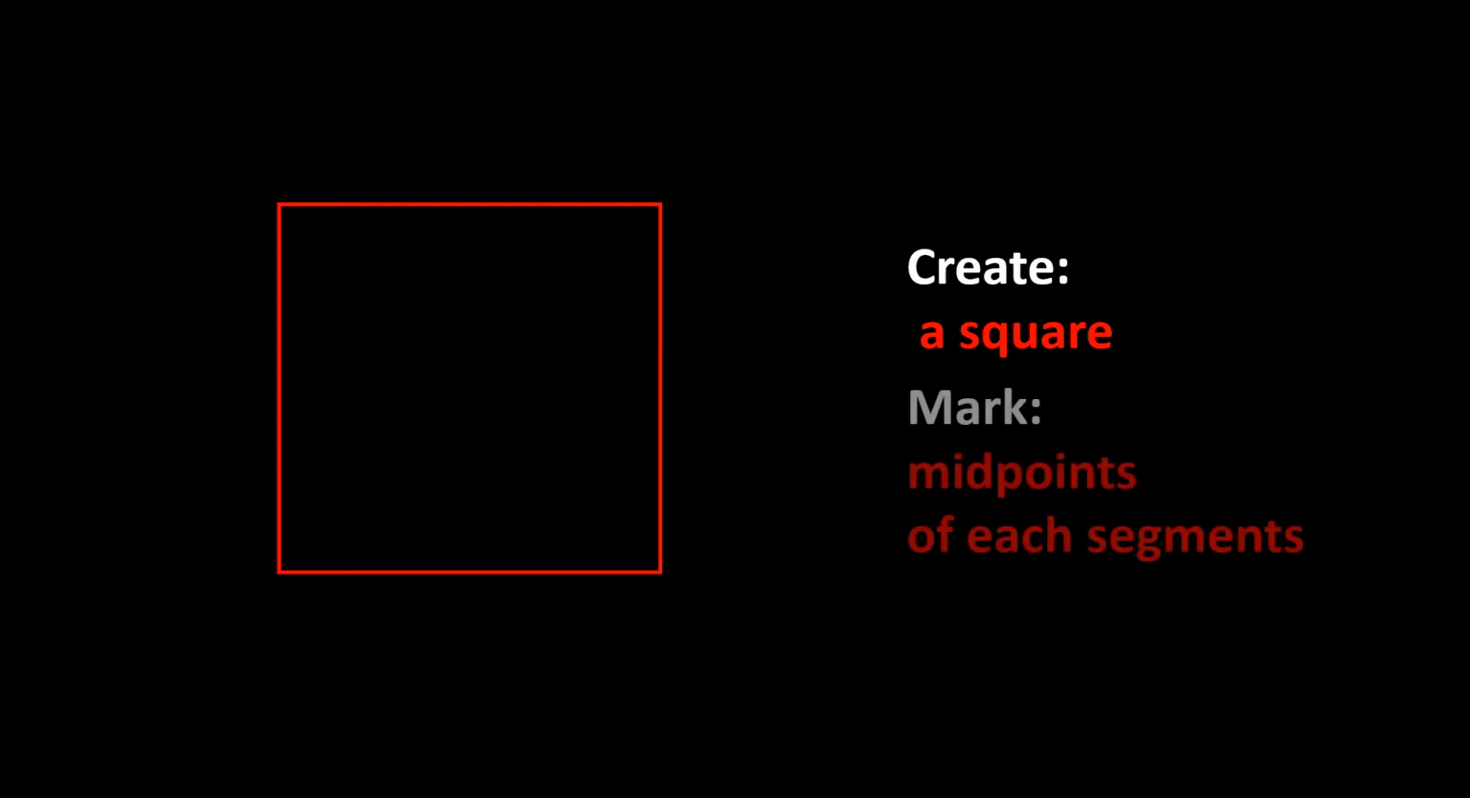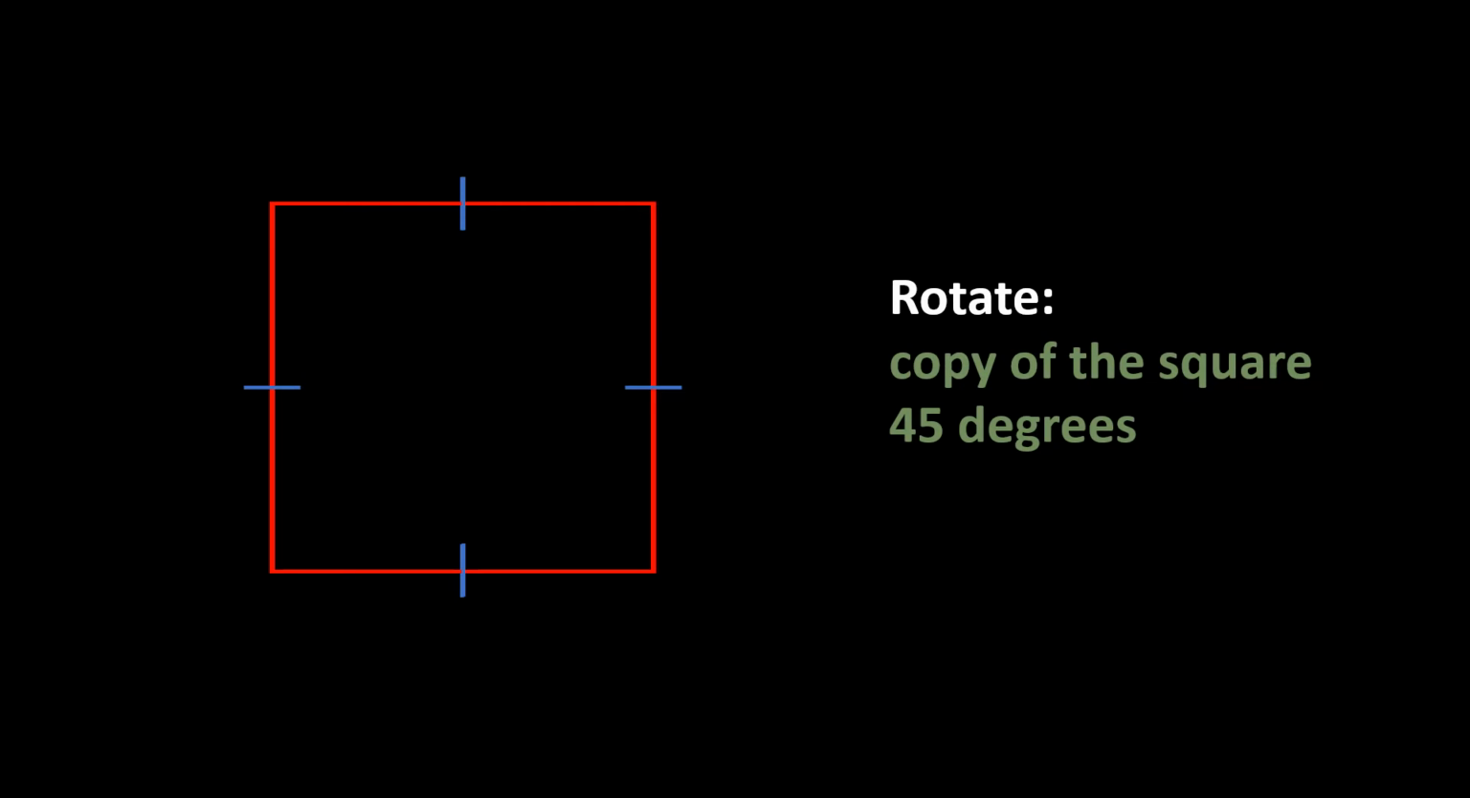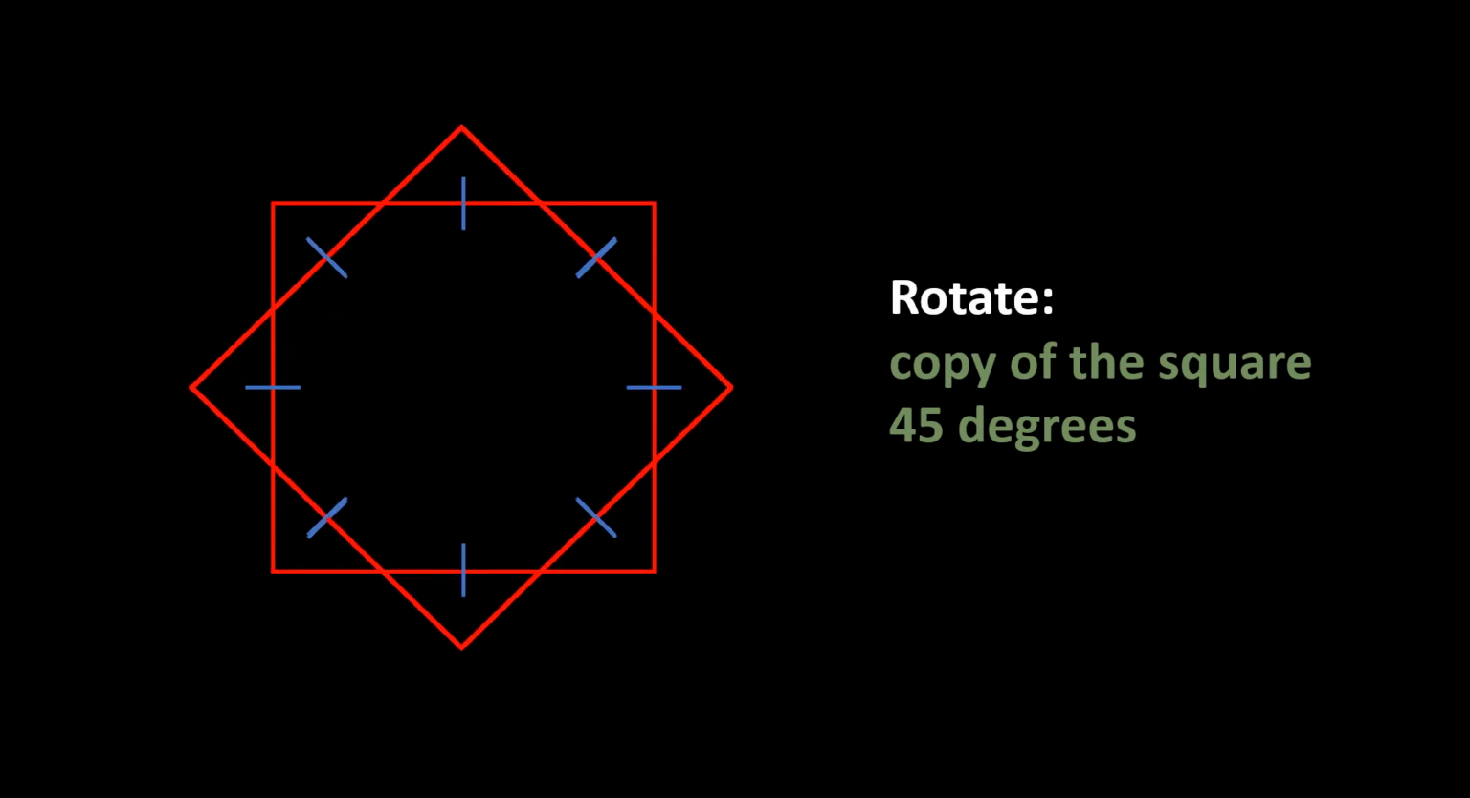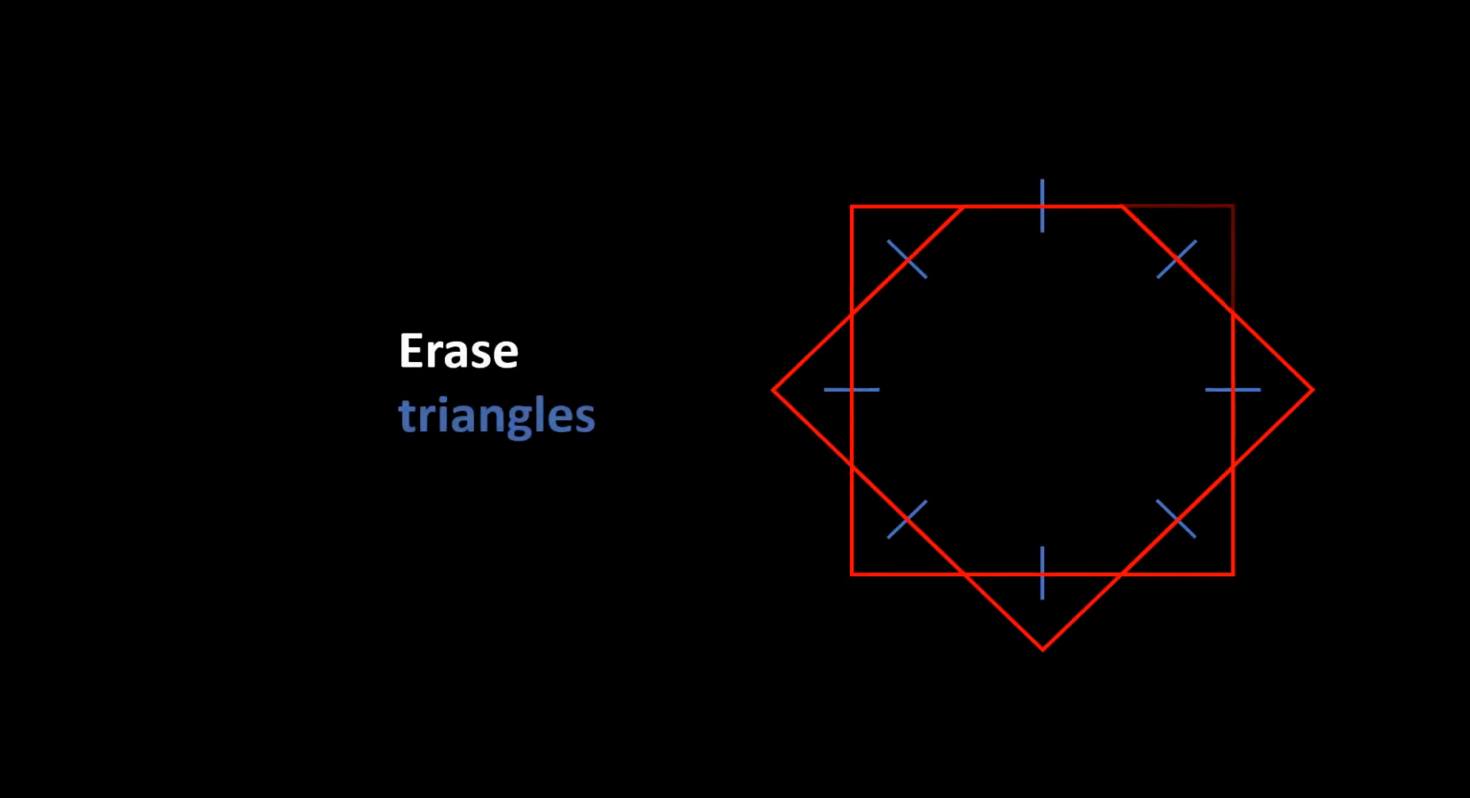Mark the midpoints of each segment of the square. Now rotate a copy of this square 45 degrees. Erase or delete all 8 triangles to reveal the octagon.